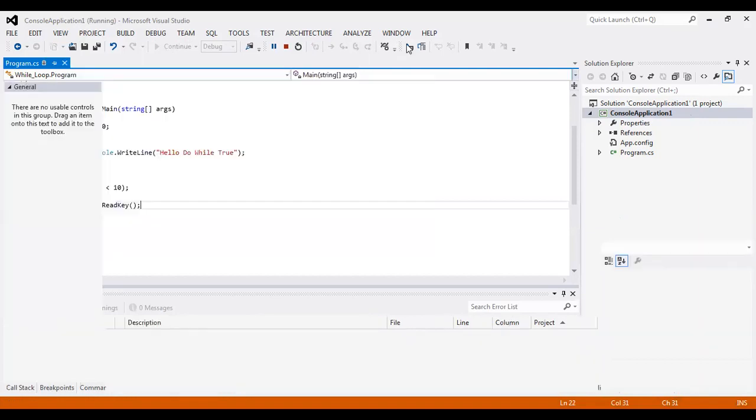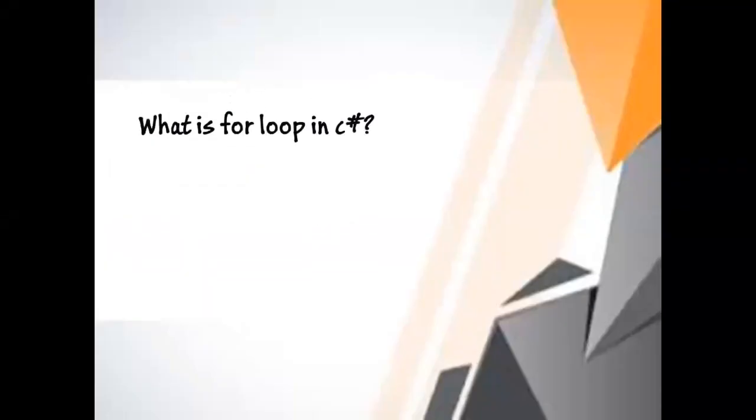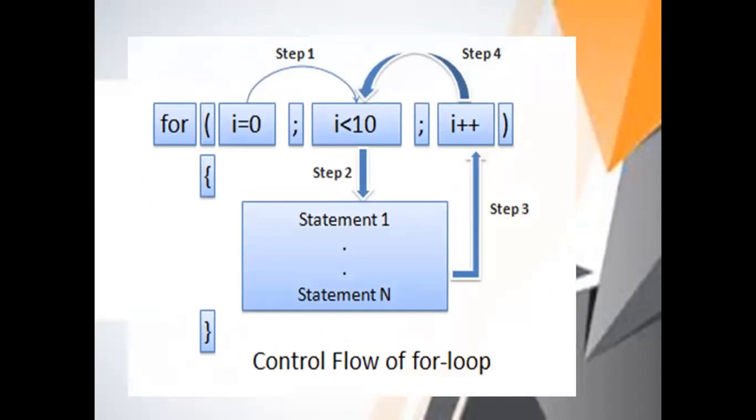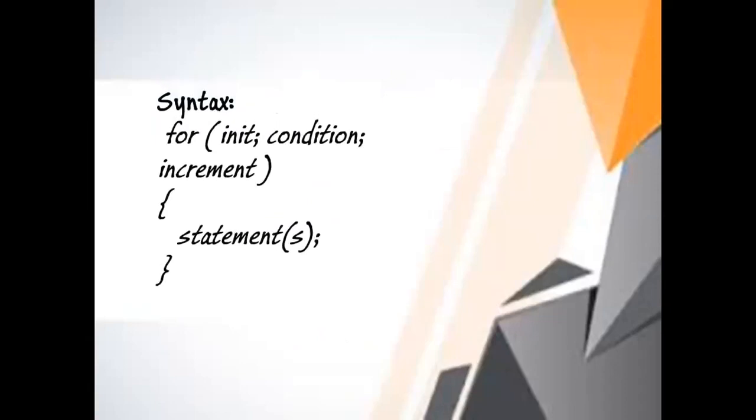Okay, so next, let us go back to our PowerPoint presentation. Next is the for loop in C Sharp. The for loop is one of the most famous looping constructs among C Sharp programmers. It is very useful when you know exactly how many times iteration is required. All the conditions, such as initialization, condition, and increment or decrement, are written in one block. So that is the structure of the for loop. Then this is the syntax for the for loop.